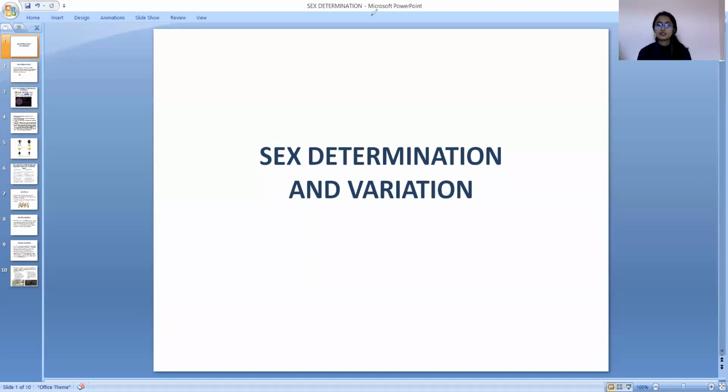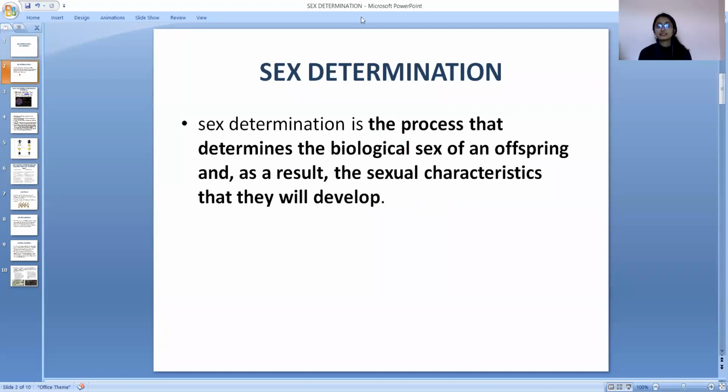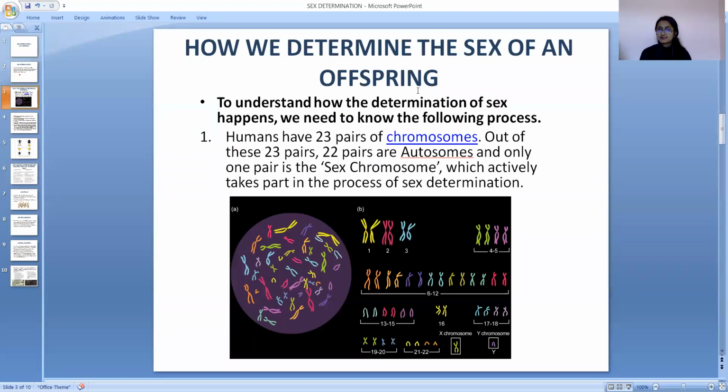So what is sex determination? Sex determination is a process of determining the biological sex of an offspring, and as a result, the sexual characteristics that they will develop. So sex determination is like determining whether the baby which will form is going to be male or female, right? Okay, so how do we determine the sex of an offspring?